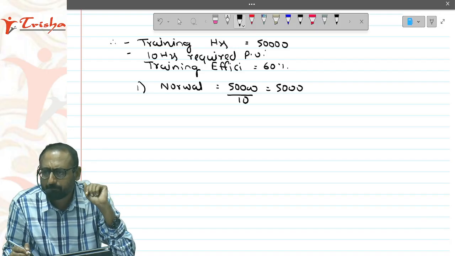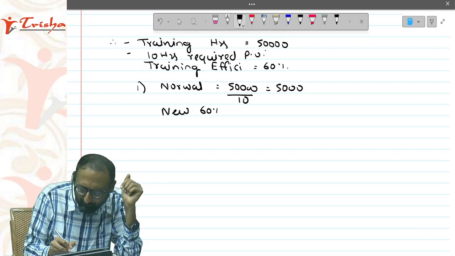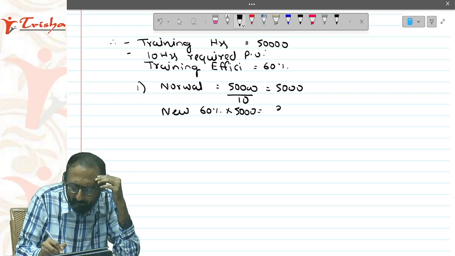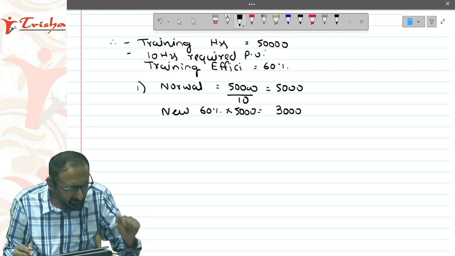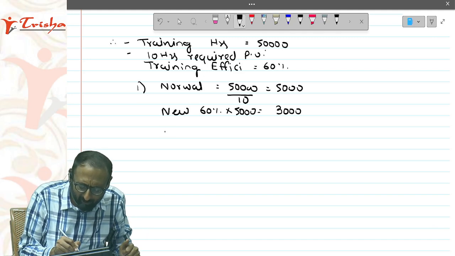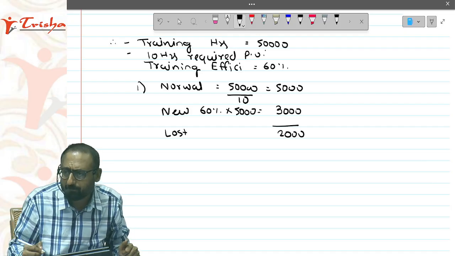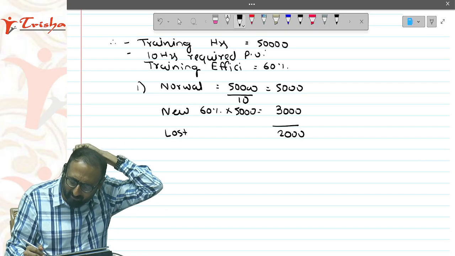Correct, guys? But the new worker produces only 60% of 5,000. Sir, 60% multiplied by 5,000. Please tell me how many units were produced by that new worker. Is it 3,000? So during the training period, how many units were lost due to training? Is it 2,000 units lost? Correct, guys?